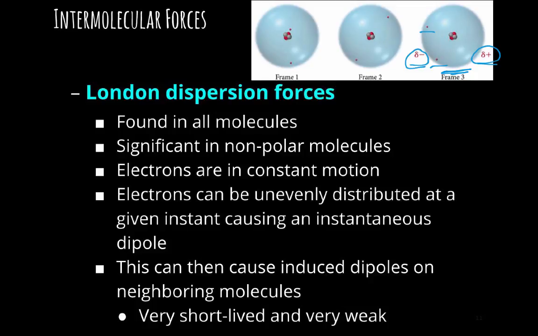When you have an instantaneous dipole, that can then cause induced dipoles in neighboring molecules. So if you have a partial negative here, that's going to repel any electrons that are close to it in the neighboring molecule, and that's going to create a partial negative and a partial positive in that one. Then it does the same thing to the next neighboring molecule. And again, remember, these are very, very short-lived. This happens in an instant, and as soon as those electrons shift, this is gone. As a result, these are the weakest of the intermolecular forces.